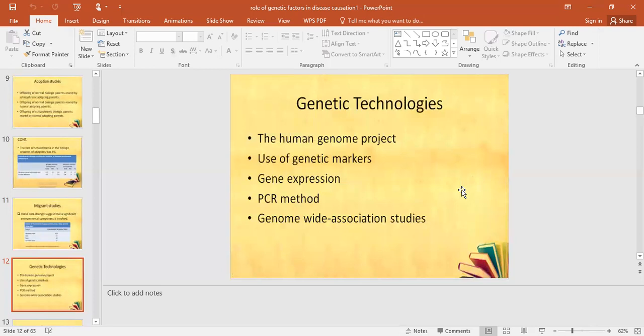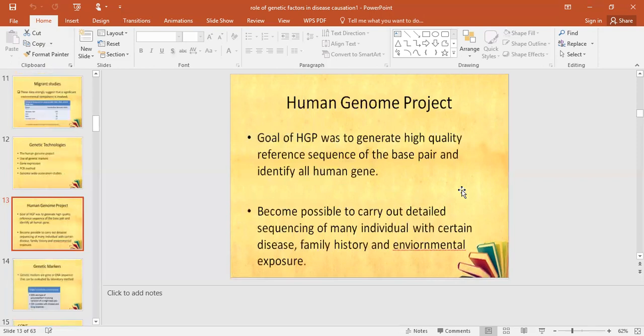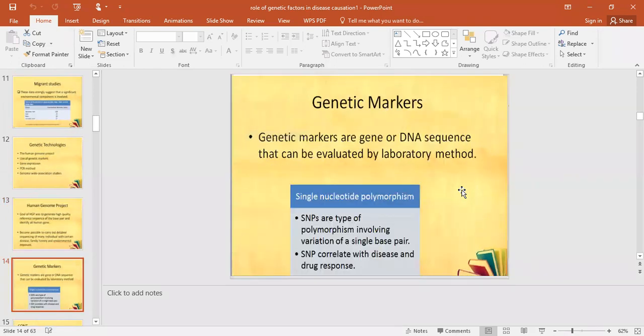Genetic technology: the Human Genome Project, use of genetic markers, gene expression, PCR methods, and genome-wide association studies. The goal of the Human Genome Project was to generate a high-quality reference sequence of the base pairs identifying all humans. It became possible to carry out detailed sequencing of many individuals with certain diseases, family history, and environmental exposure.